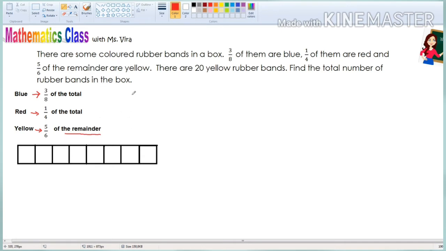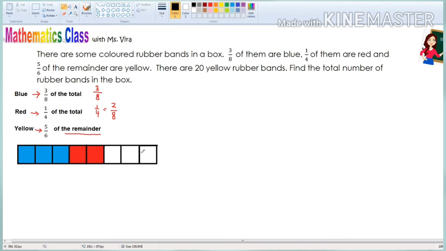First method, by drawing models. Since blue and red are fractions of the total number of rubber bands, the fractions of blue and red have to have the same denominator. So 3/8 and a quarter, we exchange with denominator 8, and a quarter becomes 2/8. And 8 is the total number of units in the model. So I draw 8 units already. And then we just color blue, 3 units of 8, and red, 2 units of 8.